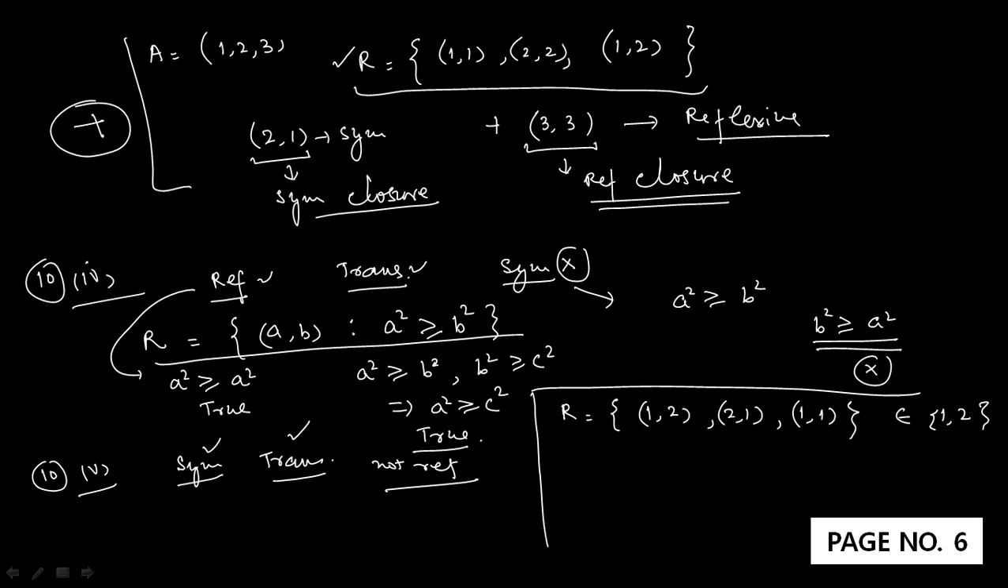Now, what about symmetric relation? (1,2) and (2,1) is there. It means this one is symmetric. (1,2), (2,1) and (1,1) is there. It means it's transitive. But it's not reflexive. Why not reflexive? Because (2,2) doesn't belong to R. It means this one is not reflexive. Hope you understand the contents. In the next video, I will discuss from question number 11 onward.